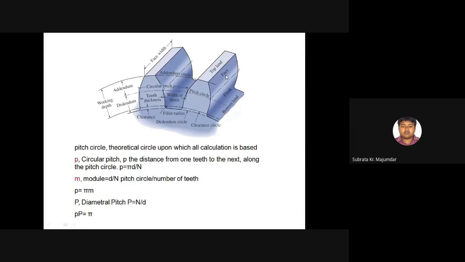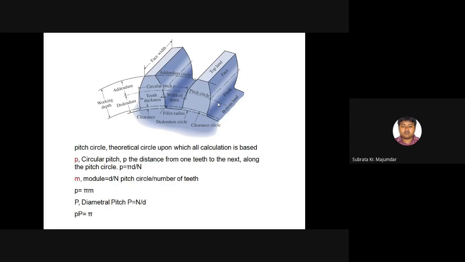What is face width? It is the width of the gear tooth measured parallel to the axis. Next is profile. It is the curve formed by the face and flank of the tooth, known as the profile. Next, fillet radius. It is the radius that connects the root circle to the profile of the tooth.